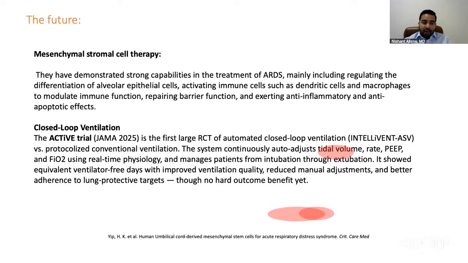Some of the data that we do have right now that came out in JAMA in 2025 is from the ACTIVE trial, which looked at closed loop ventilation, wherein you had intelligent adaptive servo ventilation modes wherein the systems continuously auto-adjusted tidal volumes, rates, PEEPs, and FiO2. It showed equivalent ventilator-free days with improved ventilation quality, reduced manual adjustments, and better adherence to lung protective strategies because this was all AI-driven. But we do not have any hard outcome benefit yet. More larger RCTs are going on. So in the near future, we should have better data regarding this.